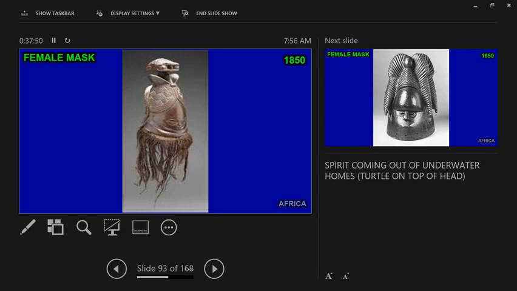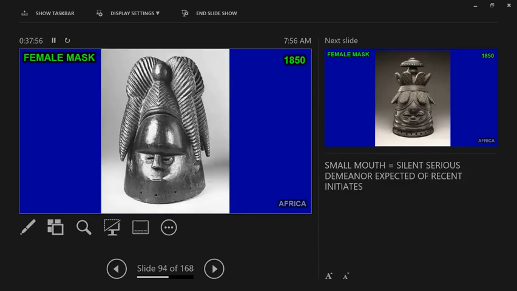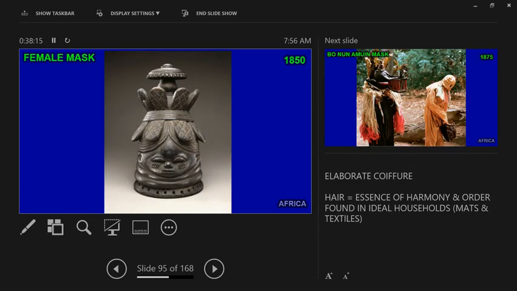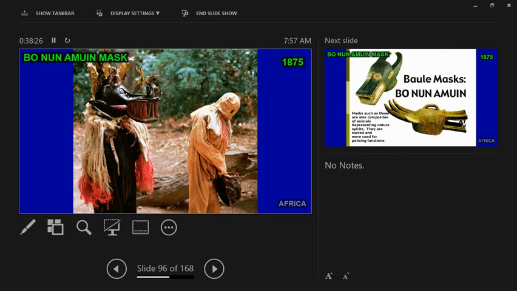This one has a spirit coming out from the top of the head. This one's small mouth is a reference to the need to be quiet. The silence is a serious demeanor that is expected of recent initiates. And the hair is done in a ritualistic manner. And we have these bone numb masks.